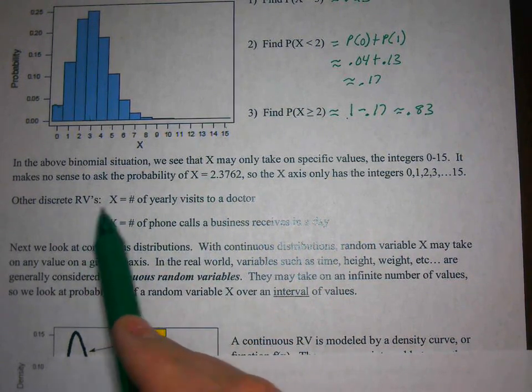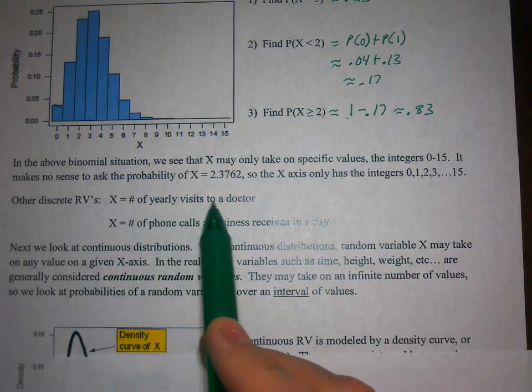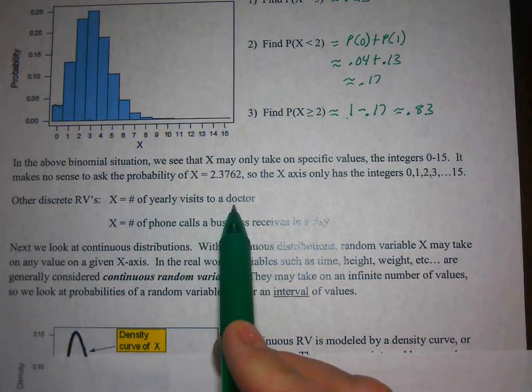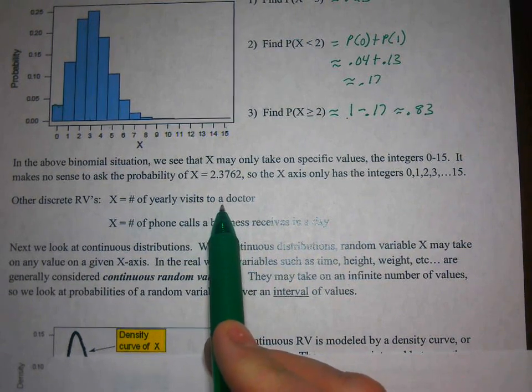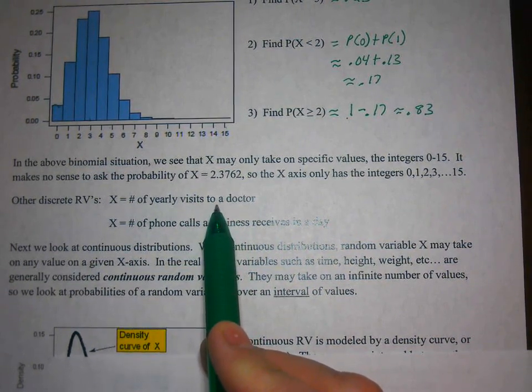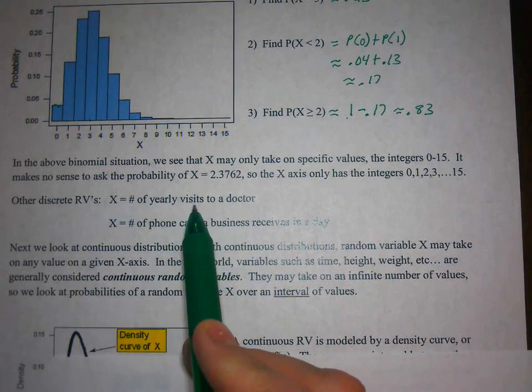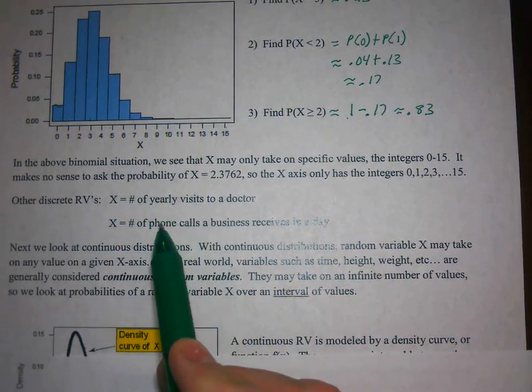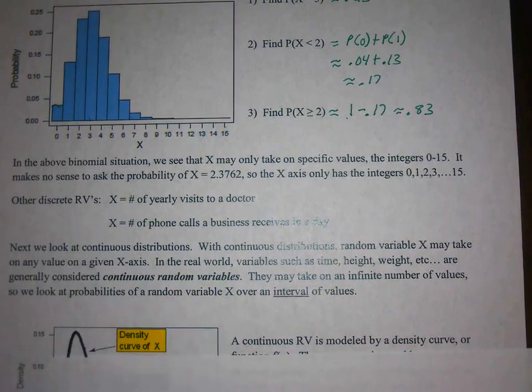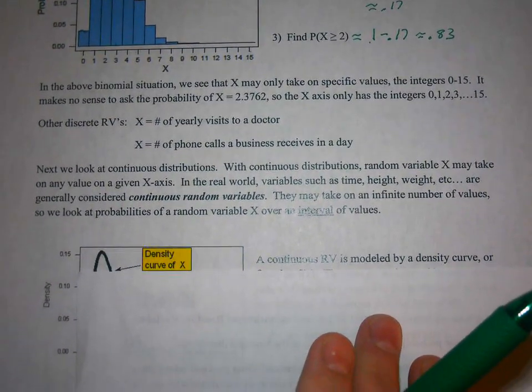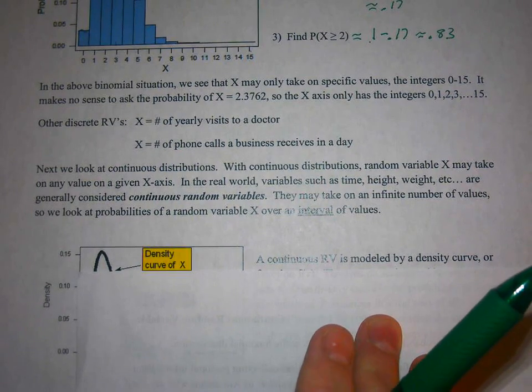Other discrete random variables: let x equal the number of yearly visits to a doctor. Same idea, you could visit the doctor 0 times, or 1 time, or 2 times, or 3 times. Asking what's the probability of visiting the doctor 2.74 times? That makes no sense. 3.92 times, that makes no sense. So again, those will be integers starting at 0. And then if x equals the number of phone calls a business receives in a day, same idea. They could have 0 phone calls, or 1 phone call, or 2 phone calls, and so on.